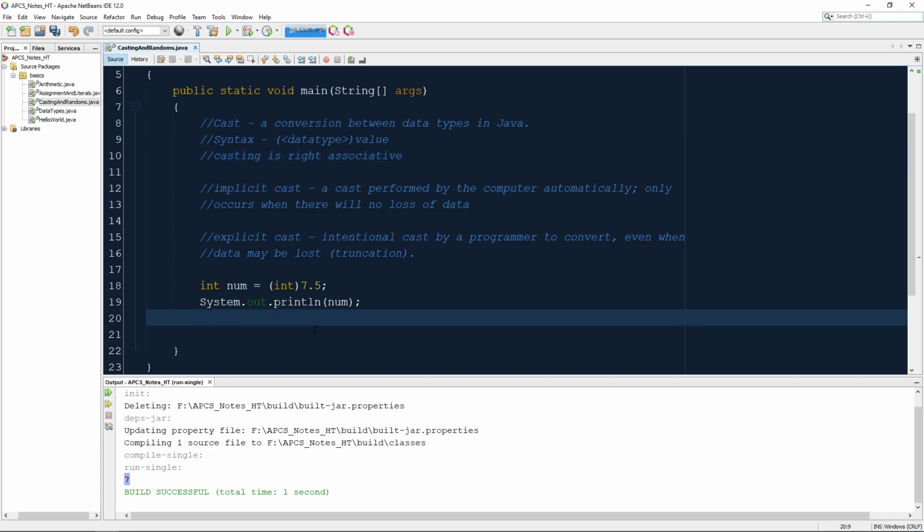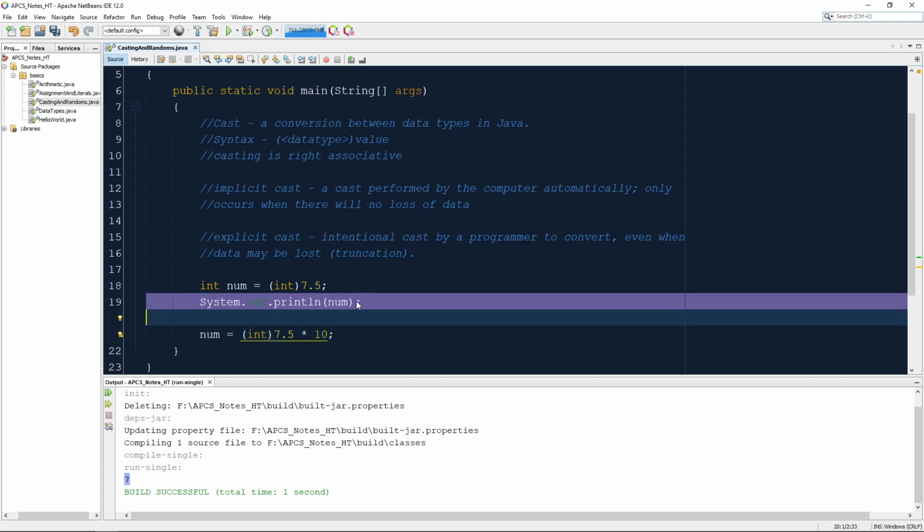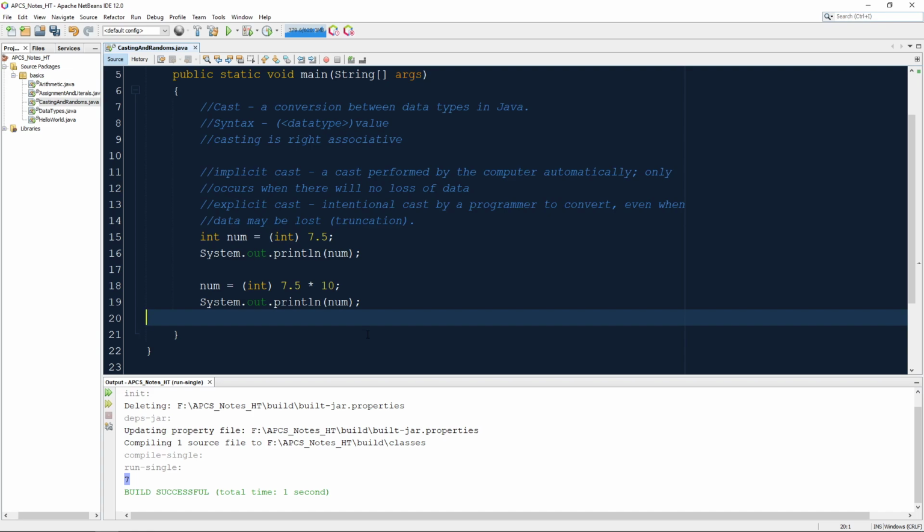Okay, so now let's do another example. We'll say num is equal to 7.5 times 10. And so here we go. So the question will be, before I print this, and I'm going to do that, but I want to give you a moment to think about it, what would the answer we get be?